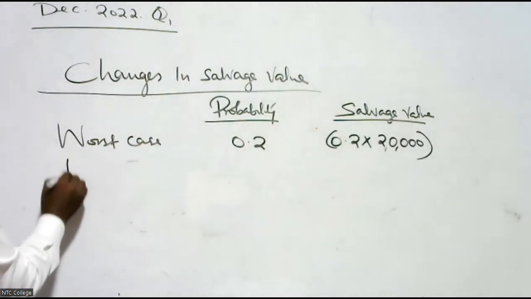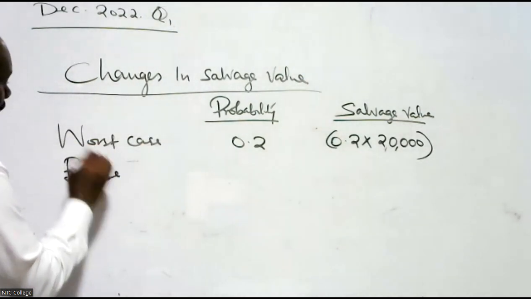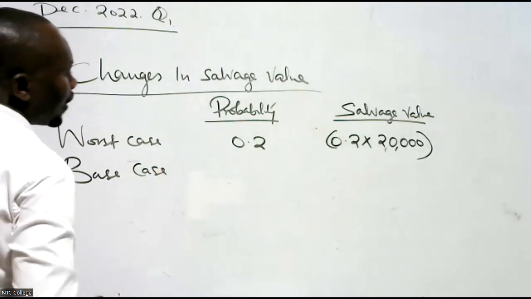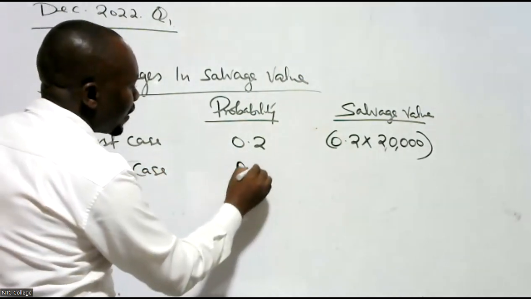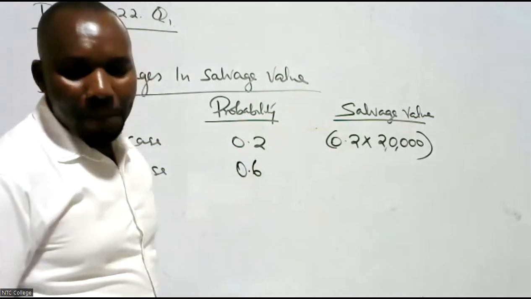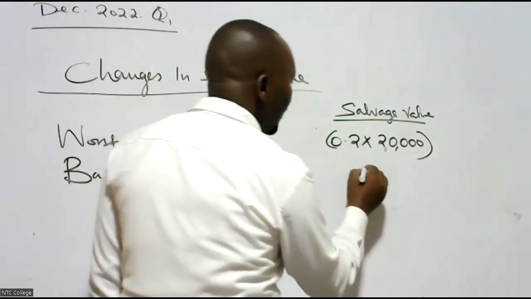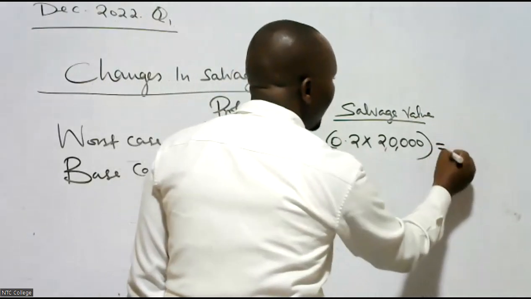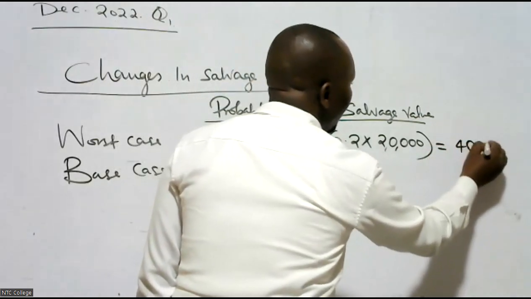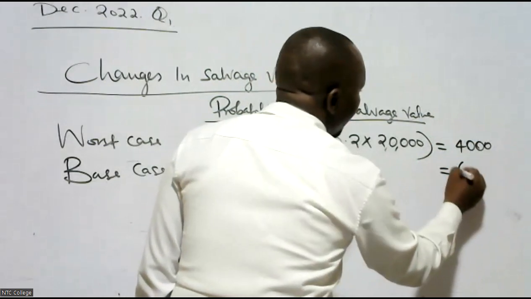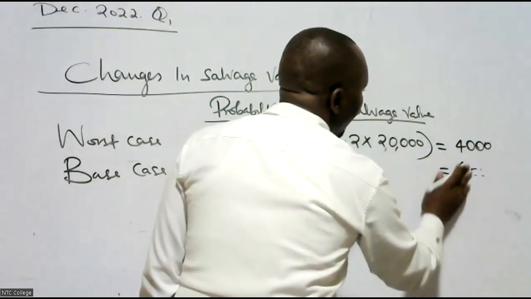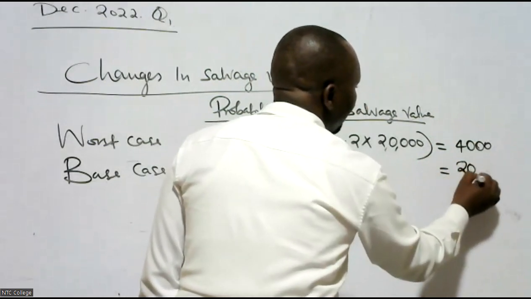Then we have the base case. The probability is still the same, 0.6, and the salvage value will remain the same. Under base, it doesn't change. So our salvage value here should be 4,000. And then under this is going to be 20,000, remaining the same.